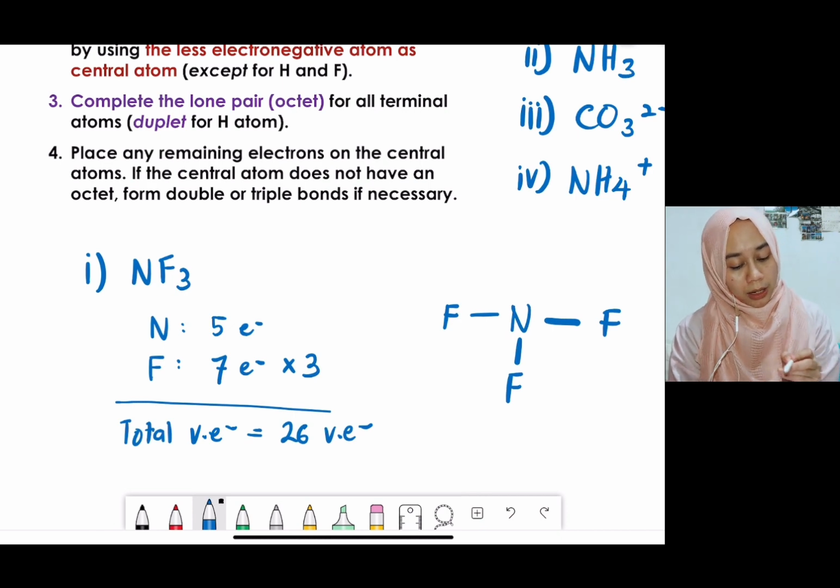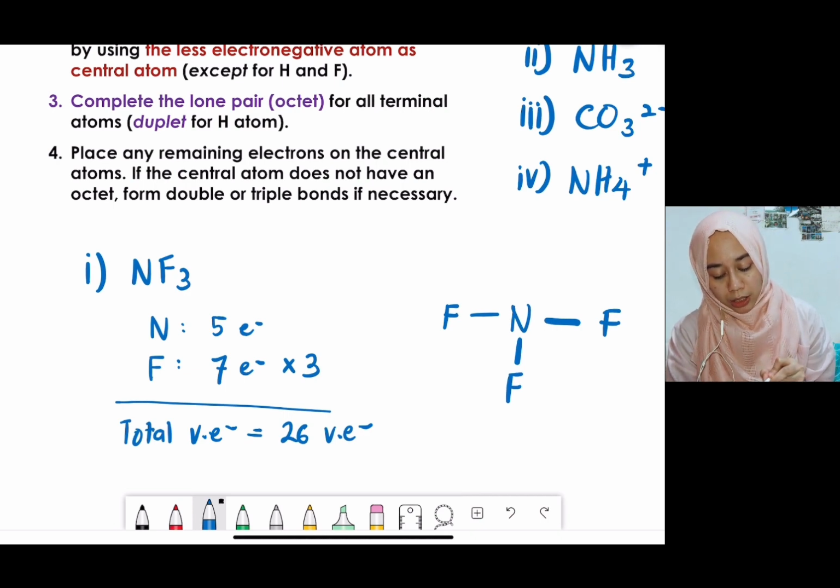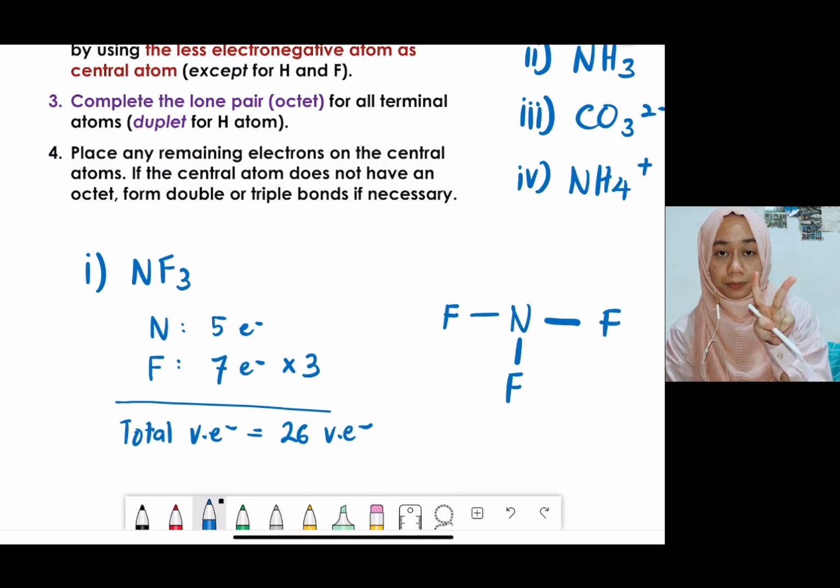And barulah kita buat yang nombor 3 ni. Nombor 3 dia beritahu complete the lone pair for all terminal atoms. Okay, so lone pair ni bermaksud kita nak make sure yang terminal atoms tu mencapai octet. So as you can see, kalau kita fokus on fluorine on the left, fluorine on the left ni baru ada 2 elektron. Okay, macam mana dia ada 2 elektron? Because of the bond tu.